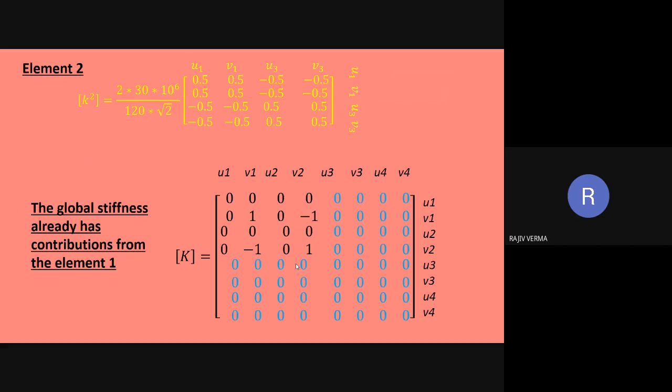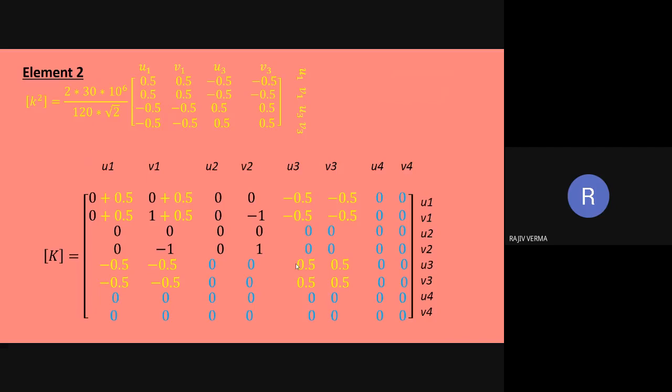But the thing is that the global stiffness matrix already has some contributions from element number 1. Therefore, there are going to be some positions where the contributions of element number 1 and element number 2 both overlap. So at these positions, the contributions are supposed to be added together. And these are the positions indicated in yellow.